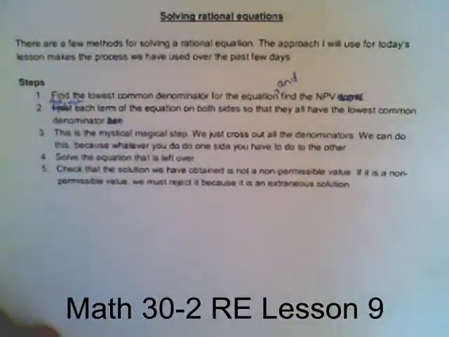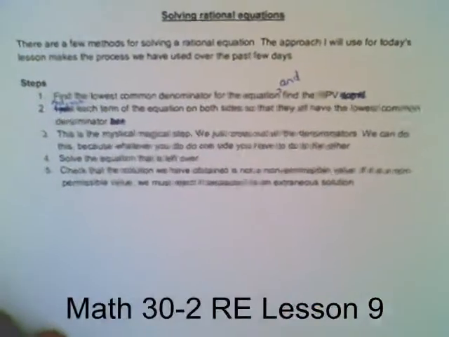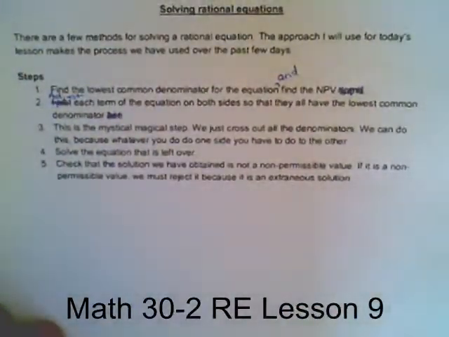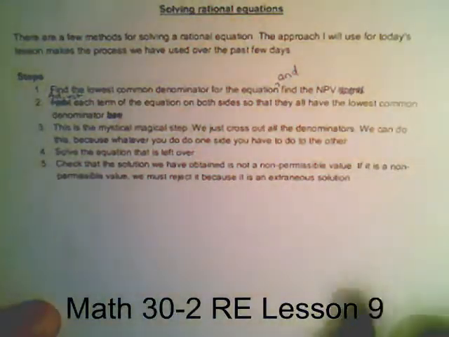Third, there's a variety of ways to do this, but I'm going to use something I call mystical magical. Basically, once we have it all over the common denominator, we ignore the denominator. We're multiplying by the denominator, and whatever I do to one side I have to do to the other, so really it cancels out. I'm just going to cross it out. It's going to look mystical and magical, but there's not much really that's interesting going on.